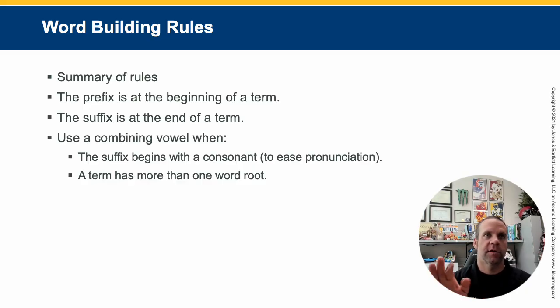Number four, use a combining vowel between two word roots, even if the second root starts with a vowel. This really helps smooth out the transition between the two body systems or structures. Just like gastroenterology, you're going to connect gastr, the stomach, and enter, the intestines, using the O. Lastly, do not use a combining vowel if the suffix begins with a vowel. So again, gastritis, not gastroitis.